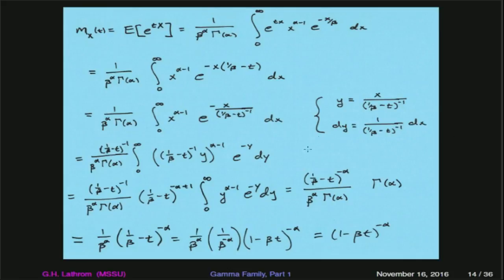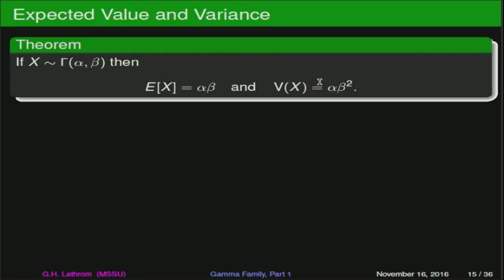Once we've got the moment generating function, of course we can find the expected values. If x has a gamma distribution with parameters alpha and beta, then the expected value of x, the mean, is just going to be alpha times beta. The variance of x is going to be alpha times beta squared. So how do we get that?